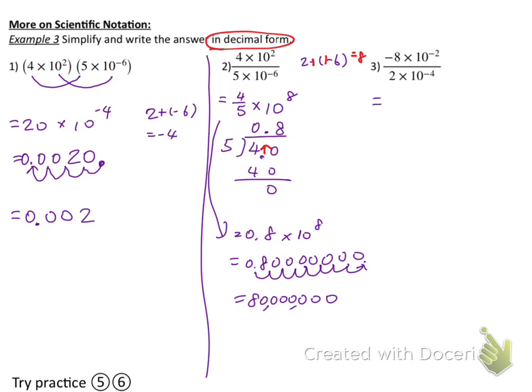Last example, I'm having sign and sign, negative over positive, negative. 8 divided by 2 is 4, times 10 to the exponent on top minus exponent on bottom. So I keep negative 2. I change subtraction into addition. I change negative 4 to positive 4. That will be negative 2 plus 4, which is 2 squared. Then the sign is still the sign.